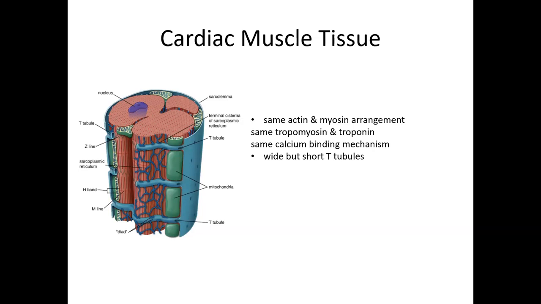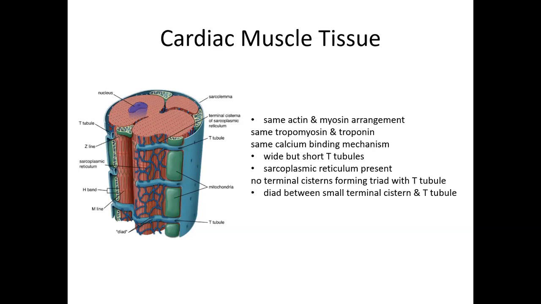In other words, the adjacent sarcoplasmic reticulum does not have this huge terminal cistern on both sides of it, forming this triad. Instead, what we have is little tiny terminal cisterns of the sarcoplasmic reticulum, which attach on one side, and then on the other side of the T tubule, you'll have other ones. And so these are giving us two things forming this connection. So instead of calling it a triad, it's called a dyad.